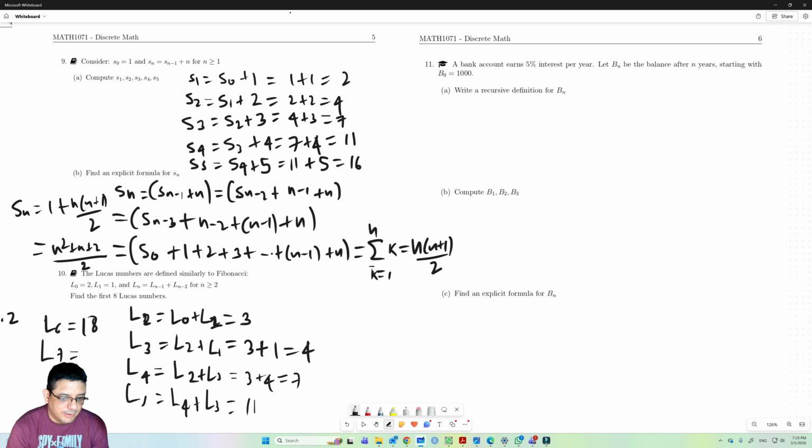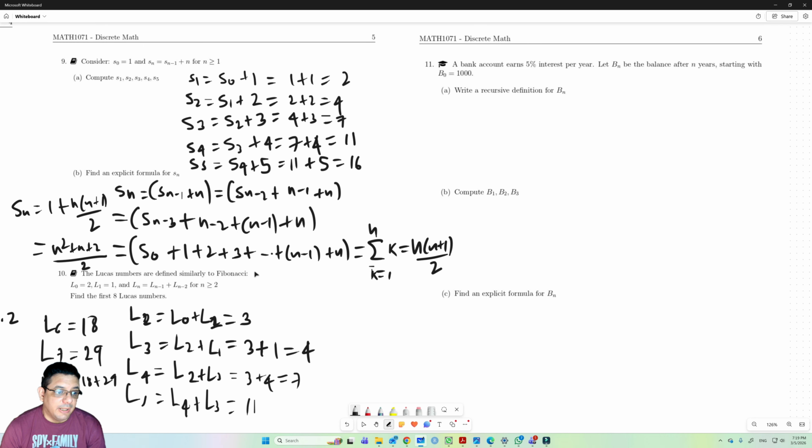L7 is going to be 18 plus 11, so it's going to be 29. And L8 is going to be 29 plus 18, which is going to be, well, I only need to get the first 8, so we're reaching L7, we're good. Okay, but well, the next number, L8, will be 18 plus 29.